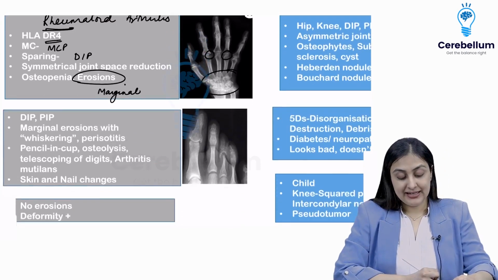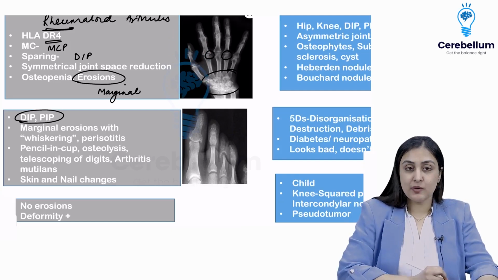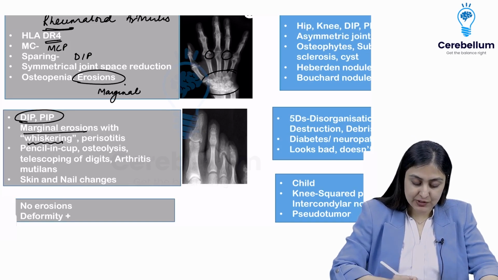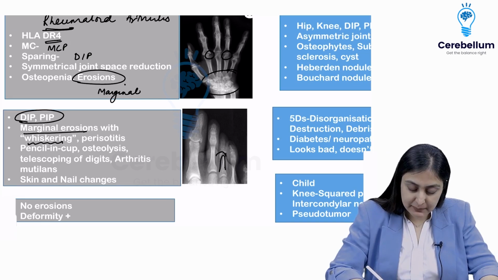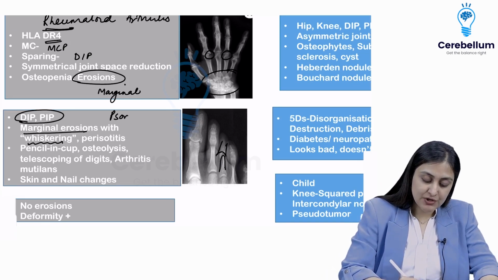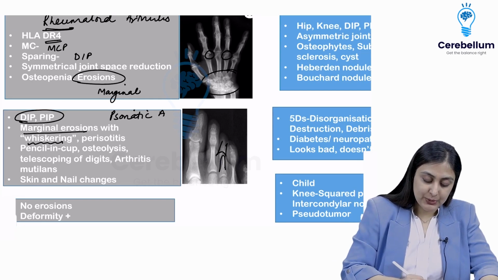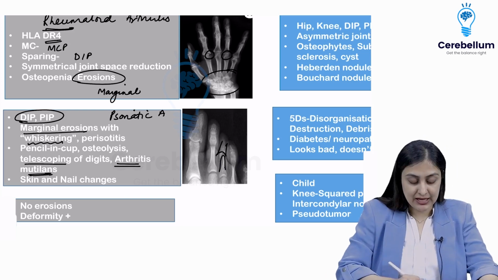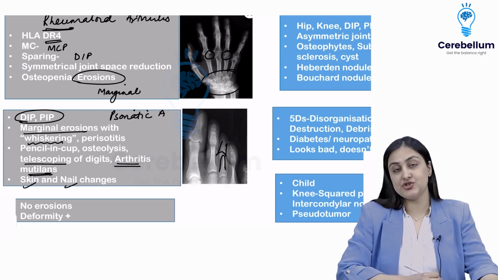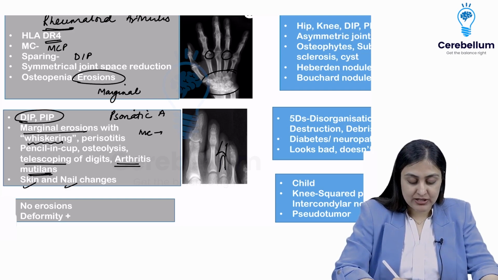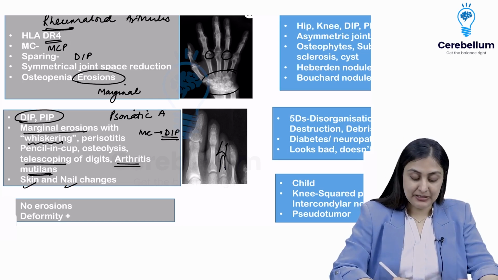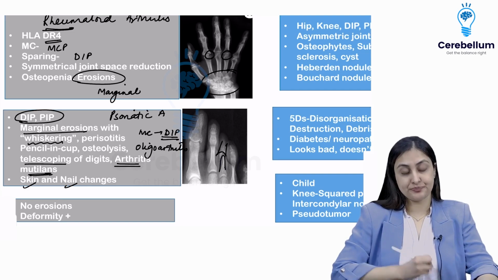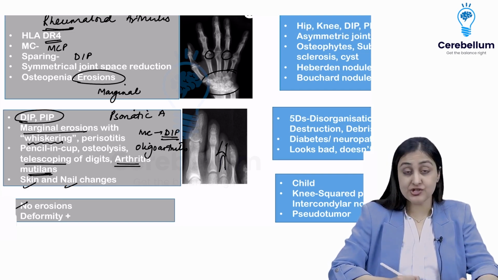Alright. On the other hand, if DIP, PIP is most commonly involved, you have these marginal erosions with whiskering and periostitis. You can see this penicillin cup deformity. We are talking about psoriatic arthropathy. You can have telescoping and a destructive form known as arthritis mutilans. Obviously, you will have skin and nail changes as well. The most common joint to be affected is DIP. The most common form is oligoarthritis form. Already talked about it, no erosions but deformities.